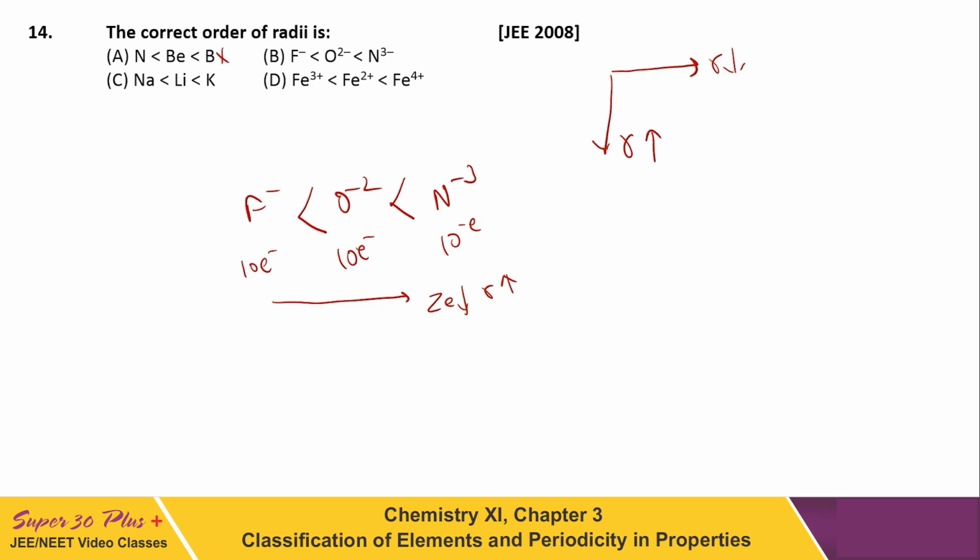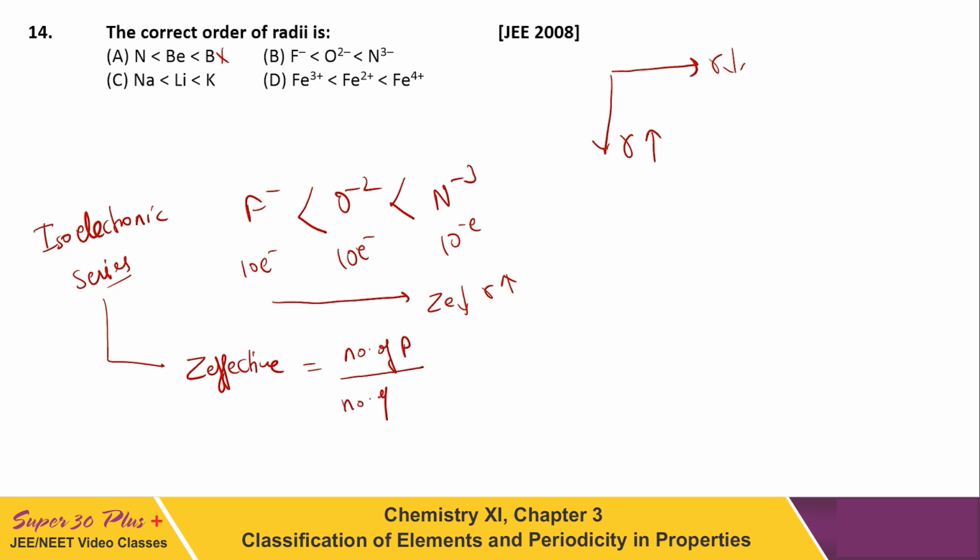Students, you can also do one thing for members of the isoelectronic series. Z effective can also be calculated by the use of number of protons upon number of electrons. If you divide the total number of protons by the total number of electrons, then you will get Z effective, and Z effective is proportional to 1 upon radius. So here you can calculate the order of radius for all members of the isoelectronic series.